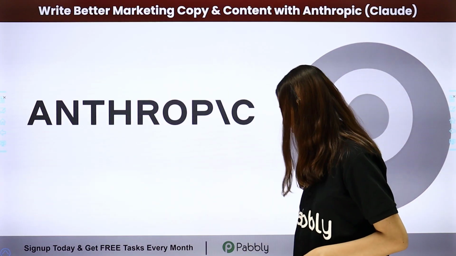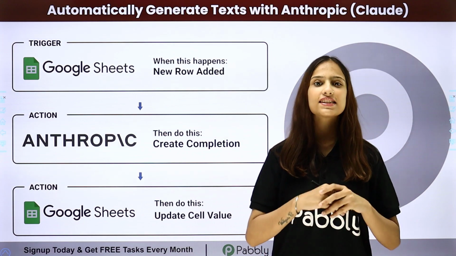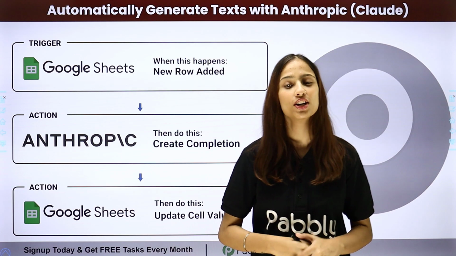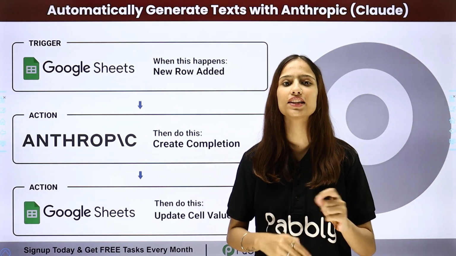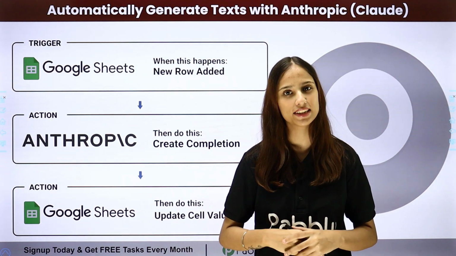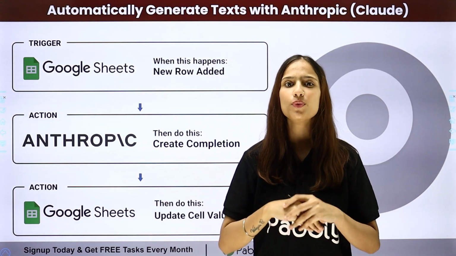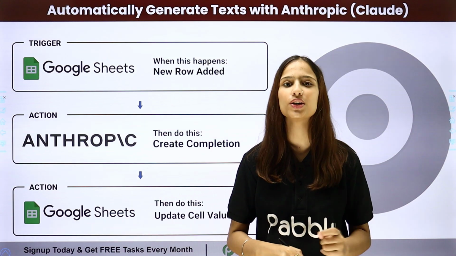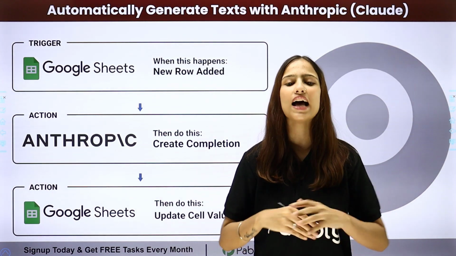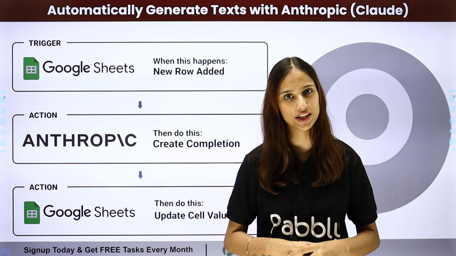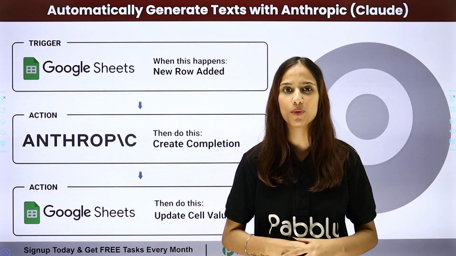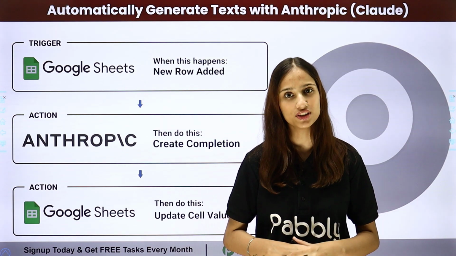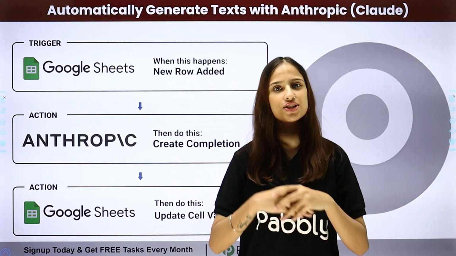So let's go to our first example. Our first example will be how to automatically generate text with Anthropic Claude. Here let's say that you have created a Google Sheets where you have added the title for your articles. Now you want to generate the articles automatically. By using Anthropic you can do the same. Whenever you add a new title for the article in your Google Sheets, then by using Anthropic you can generate an automated unique article for the same. And further you can add that article in your Google Sheet as well.